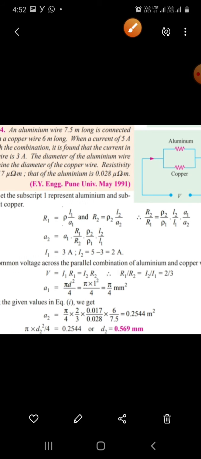Okay, so already in the question it is given that I1 is 3 ampere. If I1 is 3 ampere, obviously I2 will be 5 minus 3, which will be 2 ampere, because the total current is 5 ampere. It is also given the current in the aluminum wire, so obviously the current in the copper wire will be 5 minus 3, which is 2 ampere.